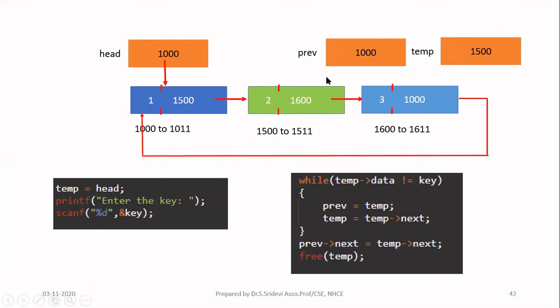So you can remove this green node. I am now writing free of temp, because temp contains 1500, which is the starting address of this block. So you write free of temp. When you run all these steps, the node will be deleted. Now you can see we are not at all touching the head pointer, because it is still pointing to the first node. Okay, so now all the delete functions are over.